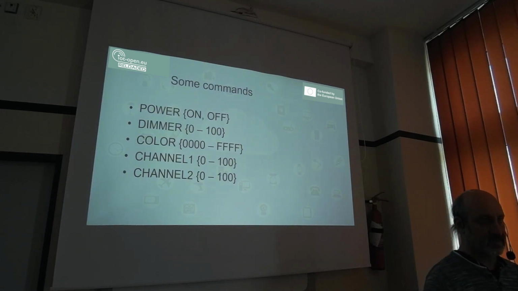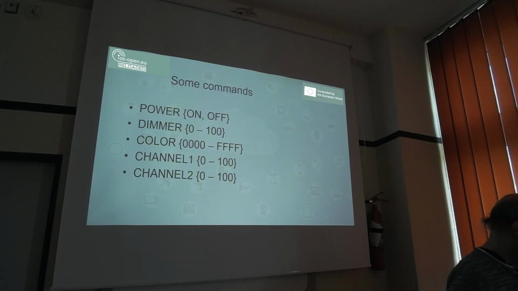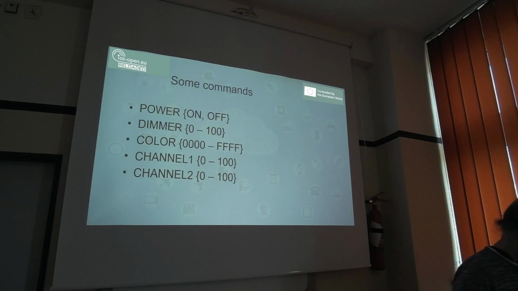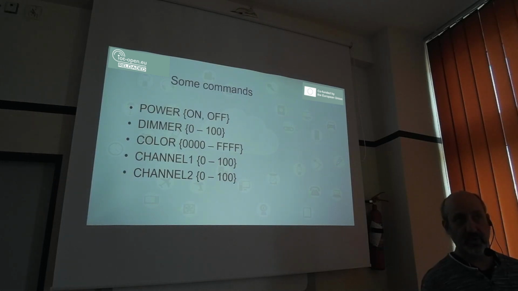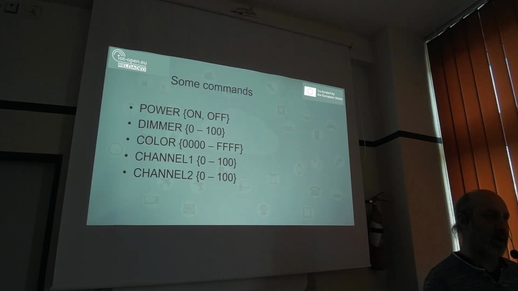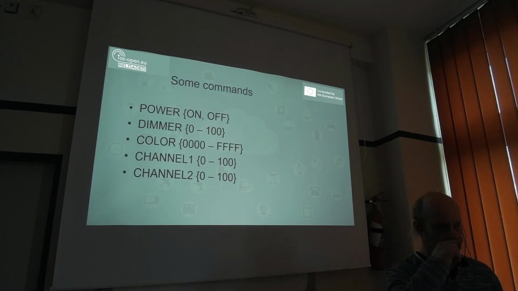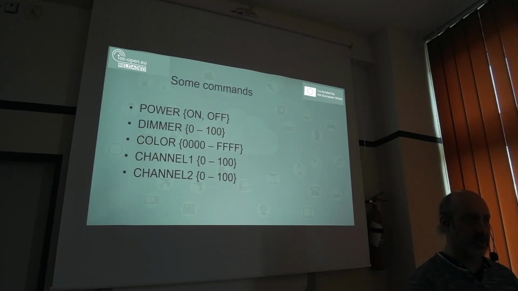Some commands, so some suffixes that we add to our topic are, for example, power with the value on and off, or 0, 1. We have dimmer that allows us to change the intensity of light. Color allows us to change the color. If we have an RGB LED, we have here 3 hexadecimal elements, and we can specify the color in the same schema as on web pages. We have also channel 1, channel 2, so here we can change the intensity of the specific channel, so the specific LED. Like in our example we use 2 LEDs, so we have channel 1 and channel 2.